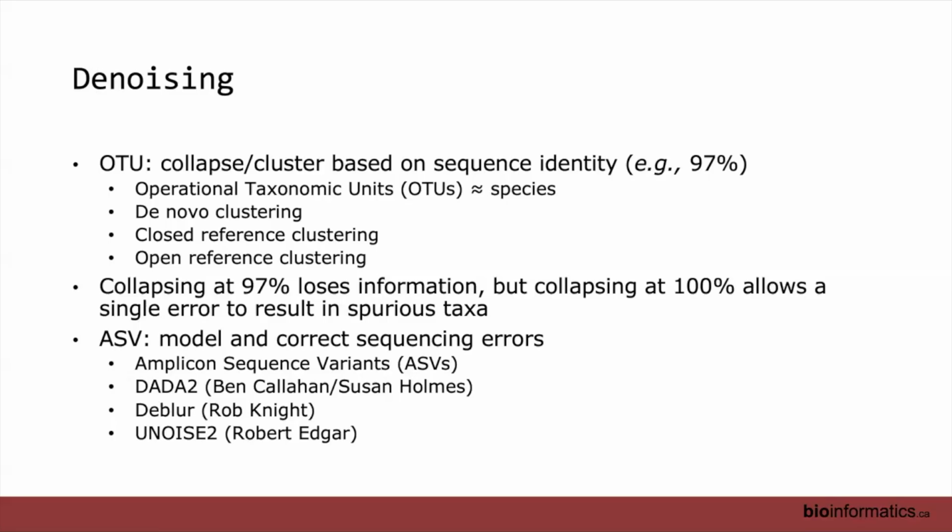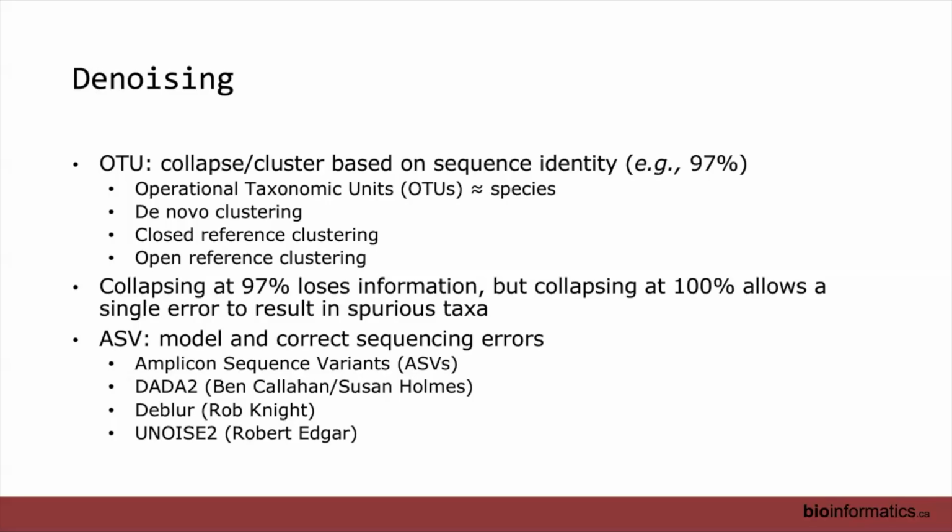And there are different options for this. You have de novo clustering, where this is just looking at the reads within your samples and trying to cluster them together at 97% similarity. You can have closed reference clustering, where you might be giving a database of sequences and you're requiring each of your sequences to be 97%, say, if that's the threshold you choose, similar to those sequences.